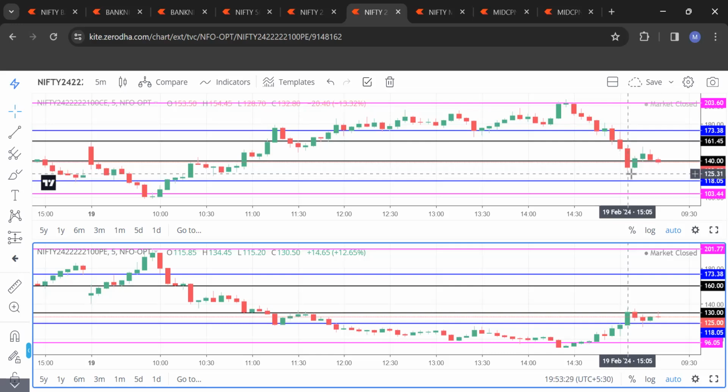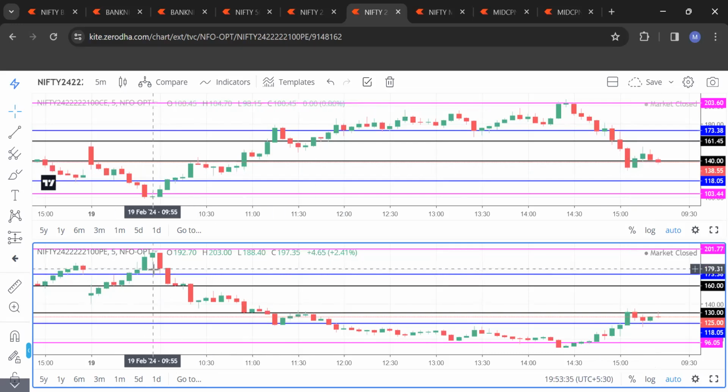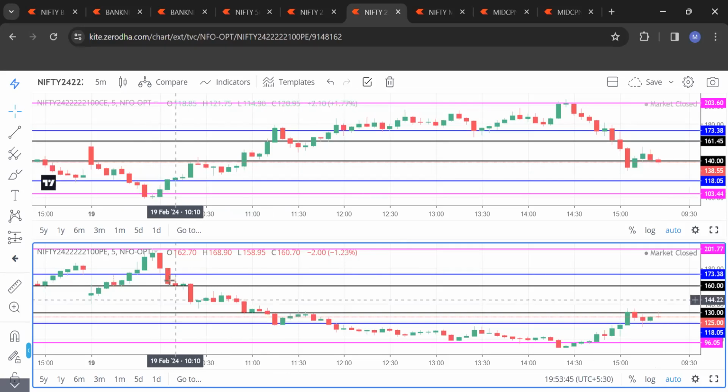See the correlation between this. Thrice that happened. It just went up and then came down. While coming down, just see this: close above 118.05 and close below 173.38. Now the choice is yours, the flavor is yours. I have given you all.